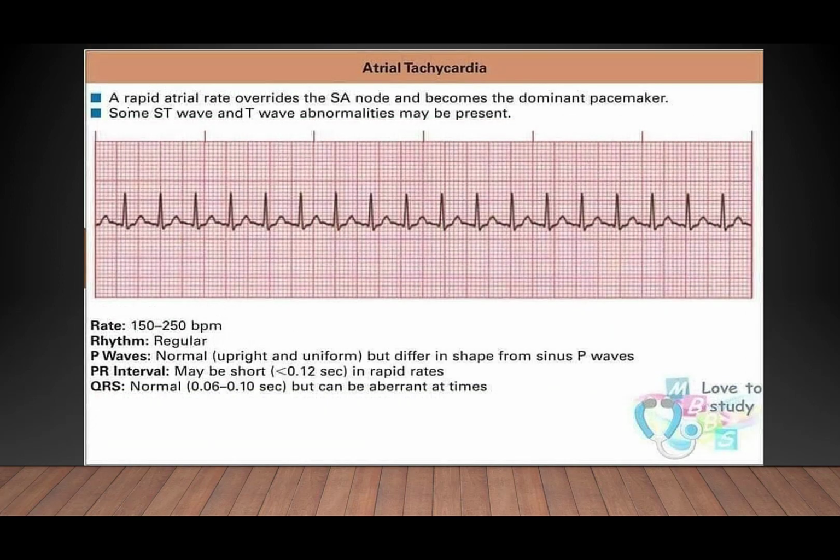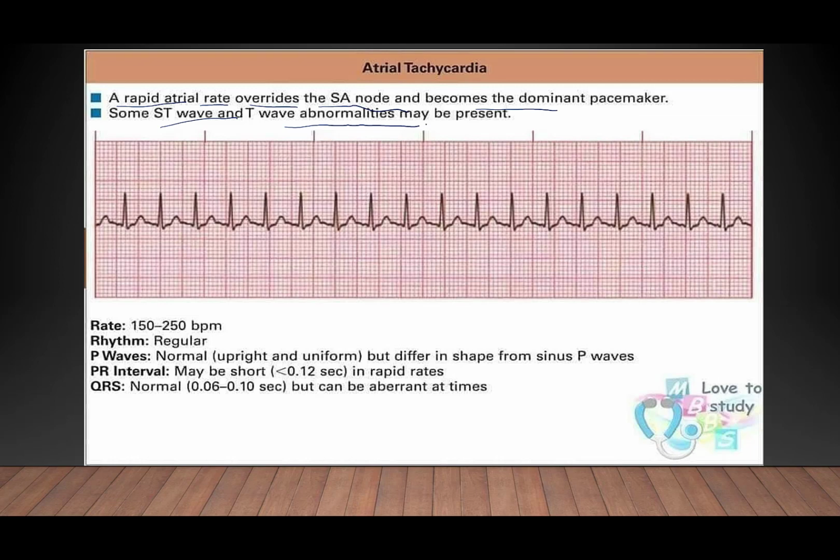Here we have atrial tachycardia. So what is atrial tachycardia? A rapid atrial rate overrides the SA node and becomes the dominant pacemaker. Some ST wave and T wave abnormalities may be present. Here we have an example of atrial tachycardia.